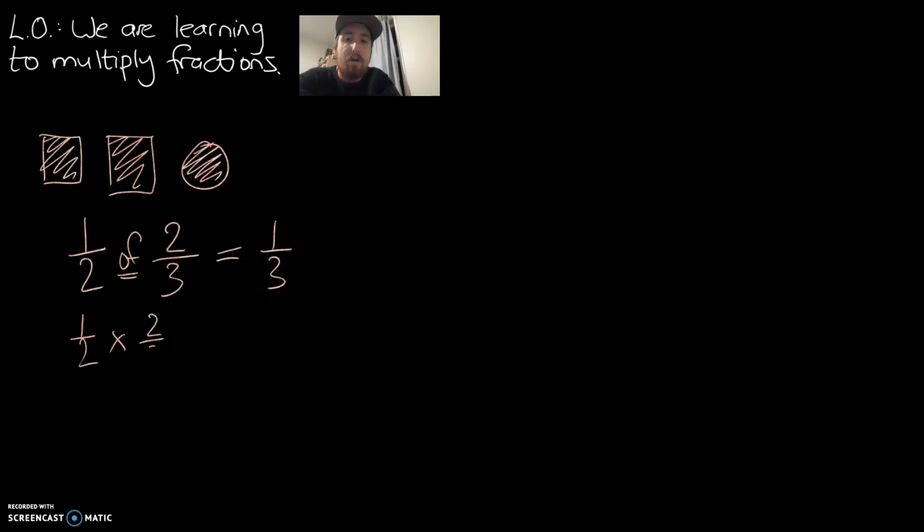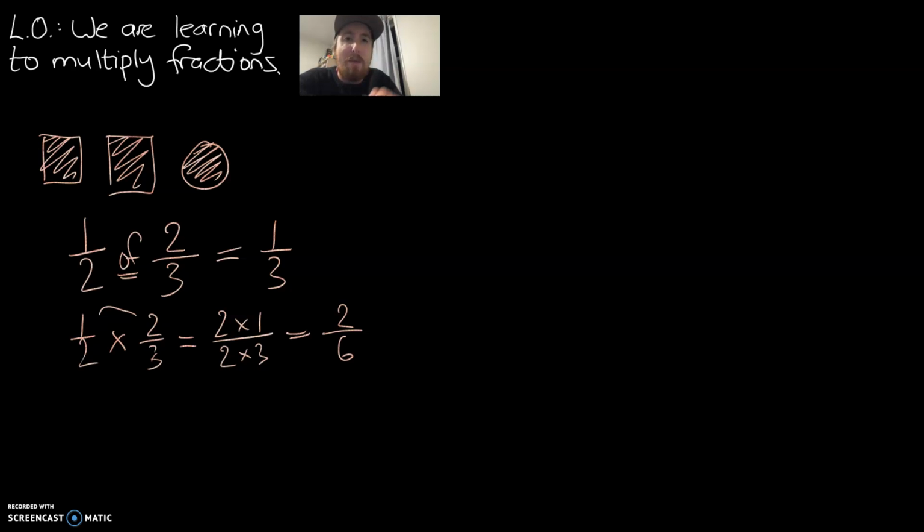So we're going to go 1/2 times 2/3. And I'm going to show us a little formula because our answer is 1/3. We're going to go top times top. So that's 2 times 1. That's those two multiplied together. And we're going to do the bottom times the bottom. That's 2 times 3. And we're going to simplify that maths. That's going to become 2/6.